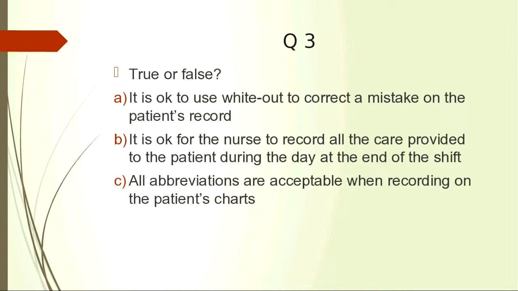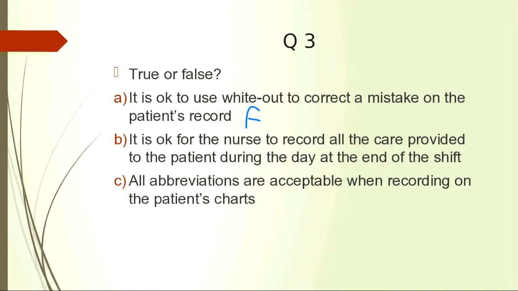Okay, true or false? It's okay to use whiteout to correct a mistake on the patient record. So this is a big false. We never whiteout, we never erase, we never completely obscure the error. All we have to do is put a line across and initial clearly. It has to be visible. Even the error has to be visible.